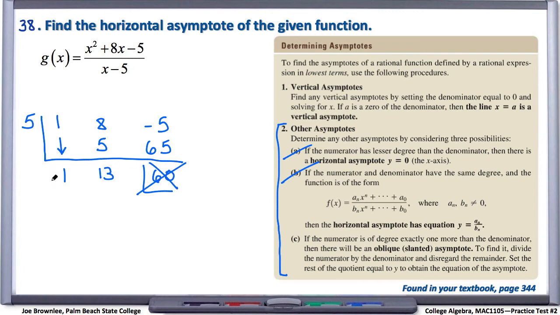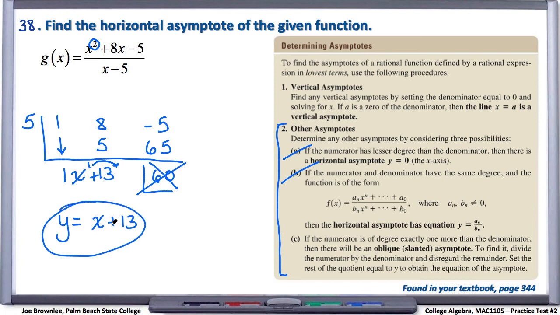What we're interested in is the quotient. And remember, this is the quotient, except it's missing the x term, so we've got to fill them in. If the highest degree that we started with was 2, we drop 1 and start filling in. So we drop 1, which means we go from 2 to 1, and then from 1 to none. That was a positive 13, 8 plus 5 is positive 13, so we're left with y equals x plus 13 as the equation for the oblique asymptote.